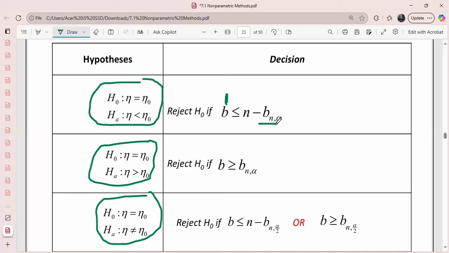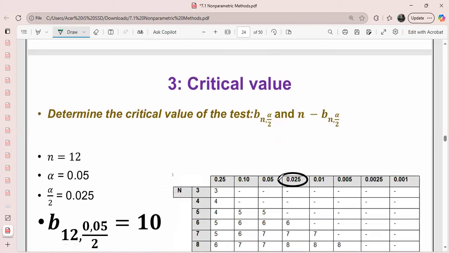I will explain this whole part. What does this mean? And then again, we reject the null hypothesis if B is greater than or equal to B, n, and alpha. I'll also explain this part here. Again, we reject the null hypothesis if B is less than or equal to n minus B, like this, or B is greater than or equal to this. Let's see when we get there, when we use the example.